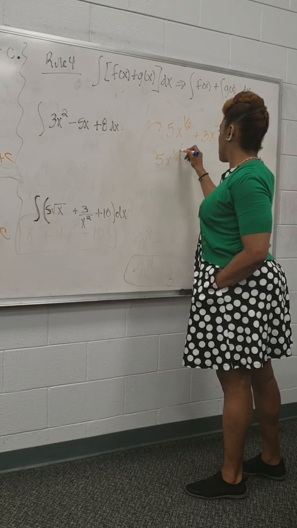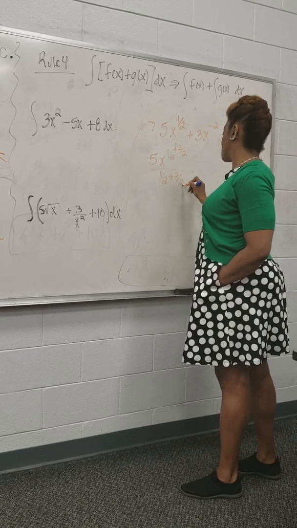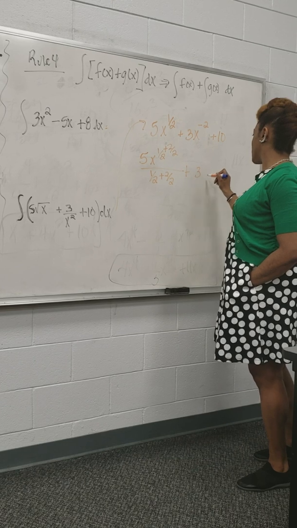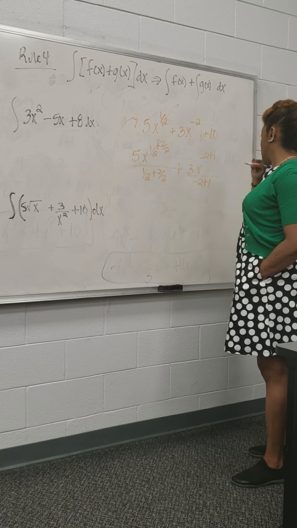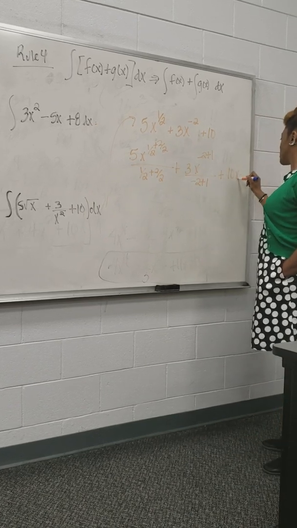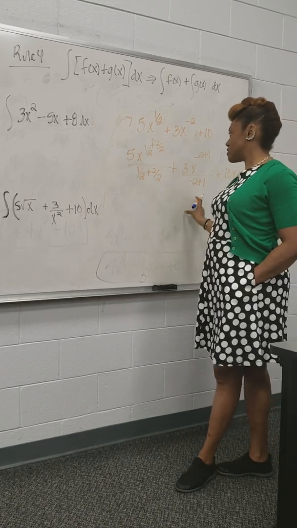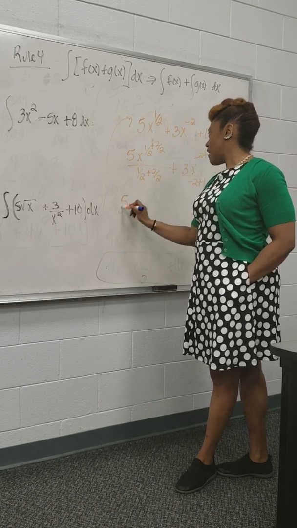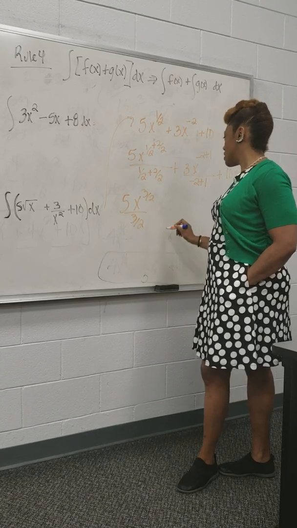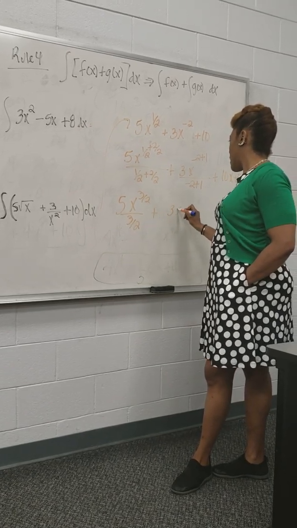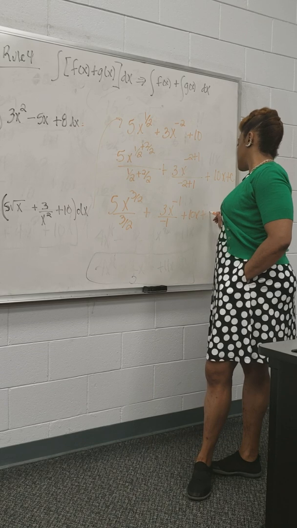So 5x to the 1/2 plus 1 over 1/2 plus 1, okay? Plus 3x to the negative 2 plus 1 over negative 2 plus 1, right? Plus just plain old 10x plus c, okay? The most work you have to do is just simplifying the rest of these fractions. So this will give me 5x to the 3/2 divided by 3/2 plus 3x to the negative 1 divided by negative 1 plus 10x plus c.